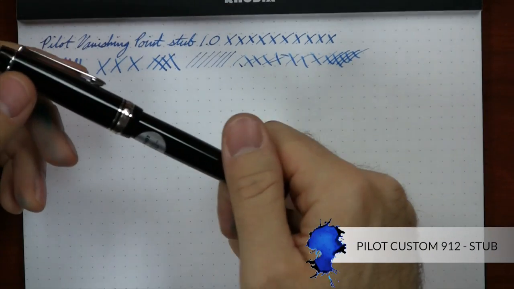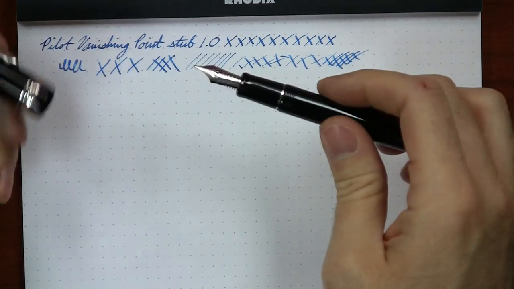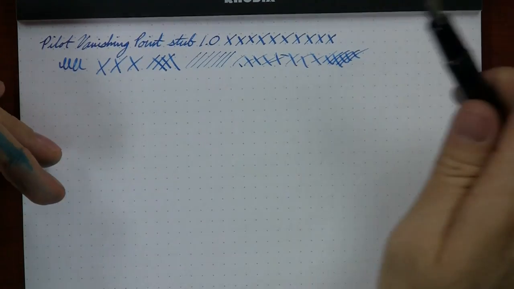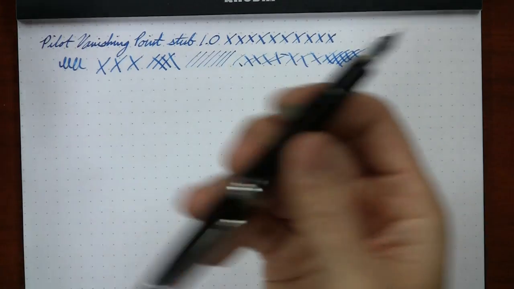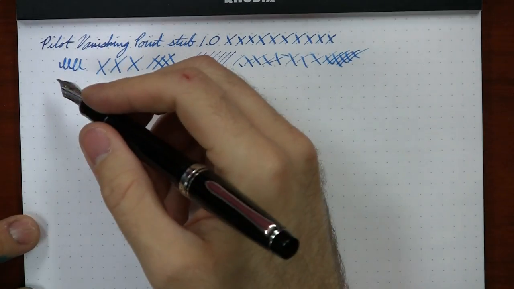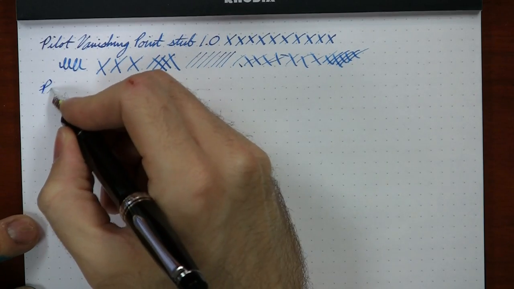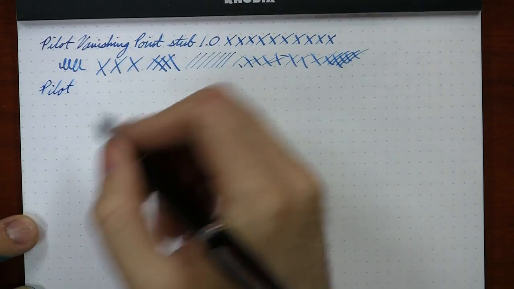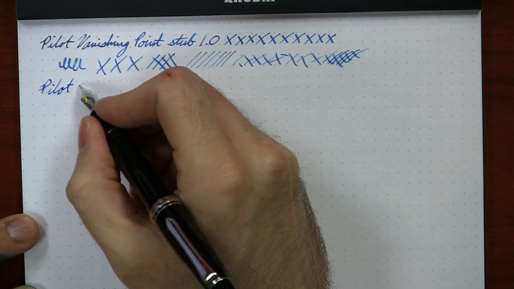So I want to compare it to some other ones that I have here. I have the Pilot Custom 912 with what's called the SU nib, it's the stub. And I find this stub to be very, very similar to this Vanishing Point stub, almost identical. And this pen is significantly more expensive as well. Now granted, it's a whole different kind of pen, but it's the most closely comparable one because it's also a gold nib.